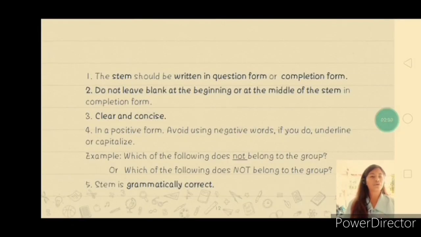Highlight, underline, or capitalize the word NOT in your instructions on the item. Students tend to overlook the word not and they will get the items incorrect. To avoid this, NOT should be underlined, capitalized, and written in bold letters. Fifth, the STEM is grammatically correct.